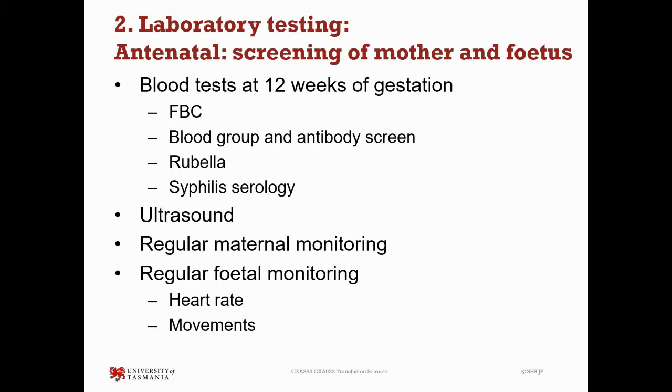And so from then on, you would have a routine test at 12 weeks gestation. This is a list of tests that you would do. The one that we're mainly interested in the transfusion laboratory is this blood group and antibody screen. What we're looking for here is still very much whether the mother is RhD positive or RhD negative, but also the ABO blood group as well.